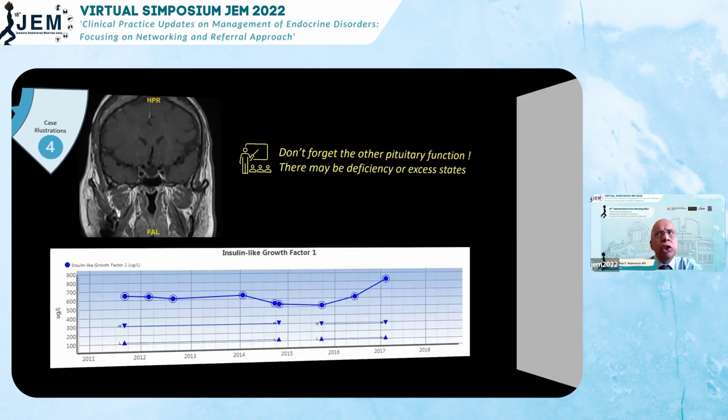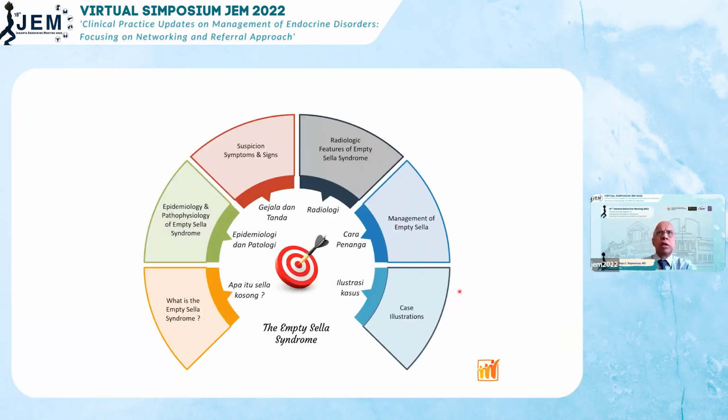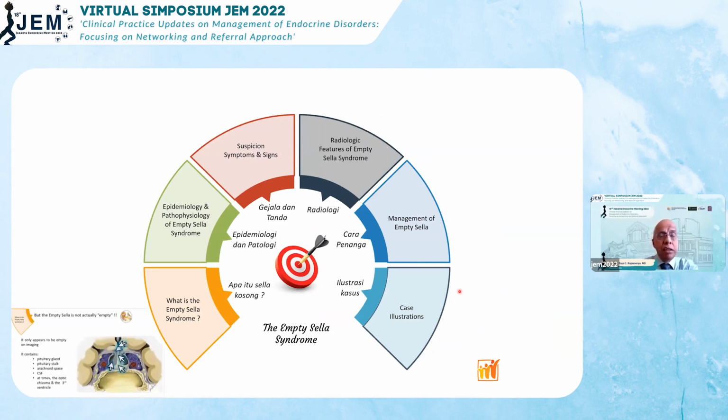So I've taken you through these 6 different aspects. I wanted to highlight the empty Sella is not quite as empty as we think it is. It is filled with other structures. There are both congenital and acquired causes of empty sella. You generally are more worried about the acquired causes. The primary empty sella tends to be benign.